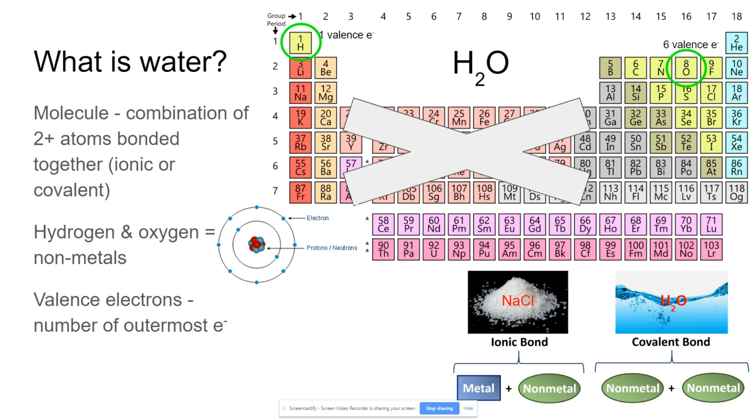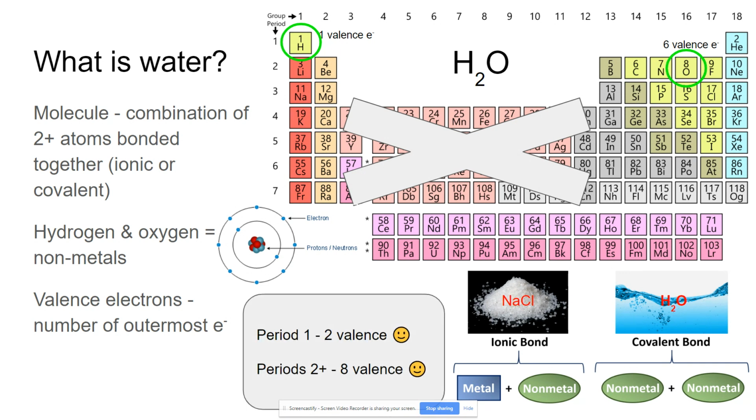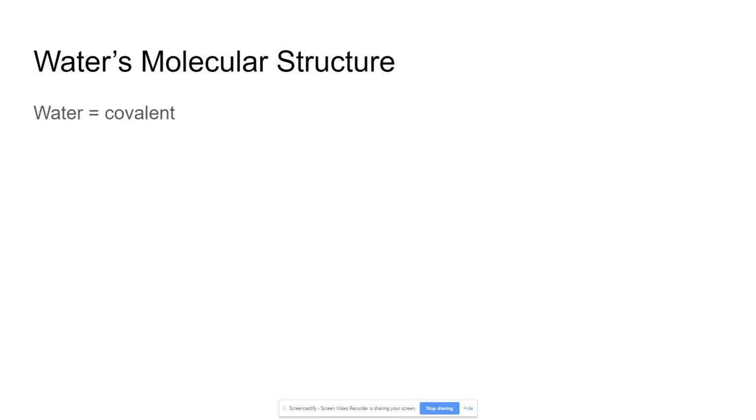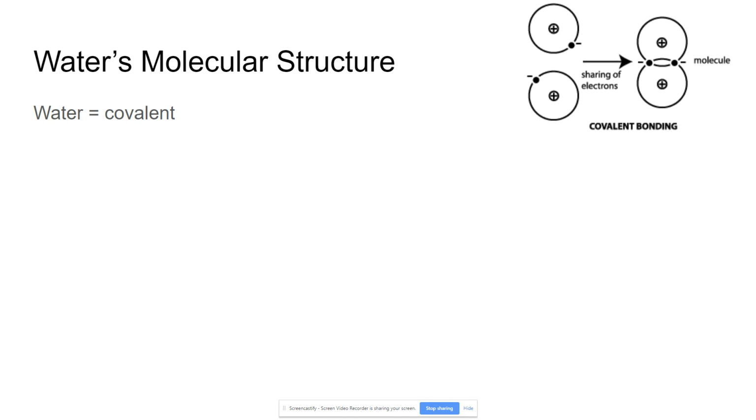And so as a reminder, if you're in period 1, you want to have 2 valence electrons in order to be considered stable. And if you're in periods 2 through 7, you want to have 8 valence electrons in order to be stable. And so from here, you may be realizing that hydrogen and oxygen are in need of some electrons in order to have some stability. And so water, as we've just established, is a covalent compound. And what that means is that instead of giving up its electrons or somebody receiving electrons, electrons are going to be shared between the atoms.